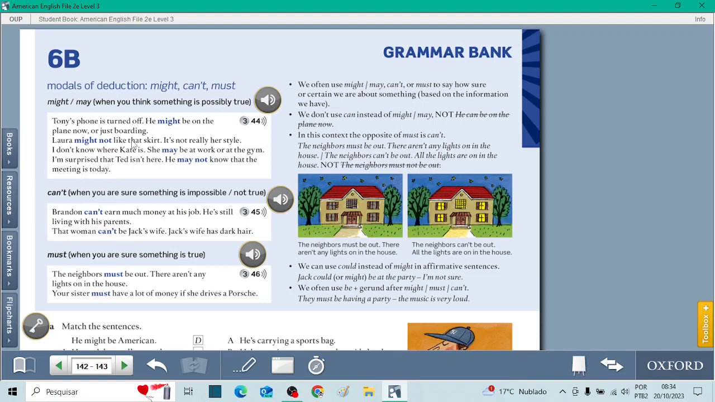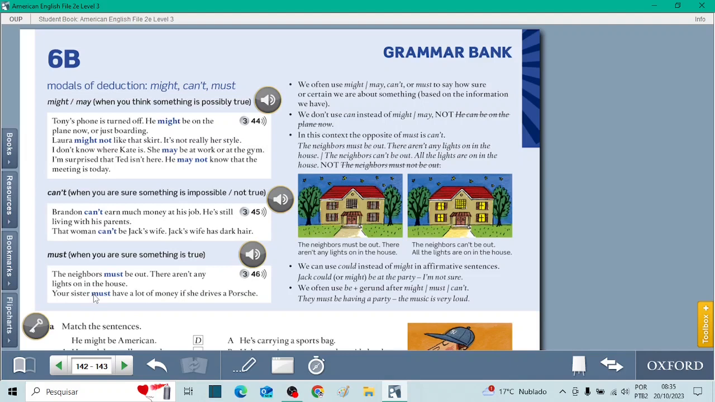Então, o might, eu não tenho certeza. Quando você tiver certeza ou segurança sobre algo que você está falando, você pode usar o must, né? When you are sure something is true. The neighbors must be out. There aren't any lights on in the house. Né? Então não tem nenhuma luz acesa na casa.